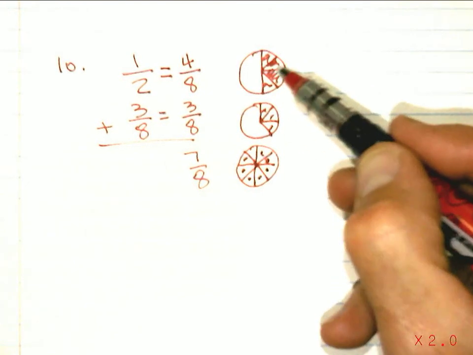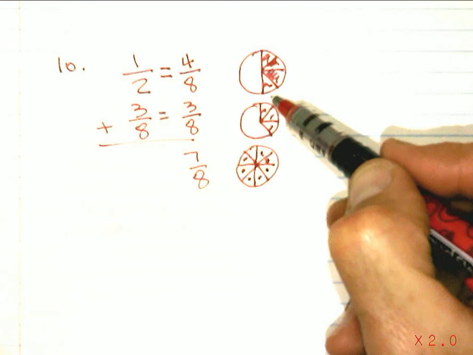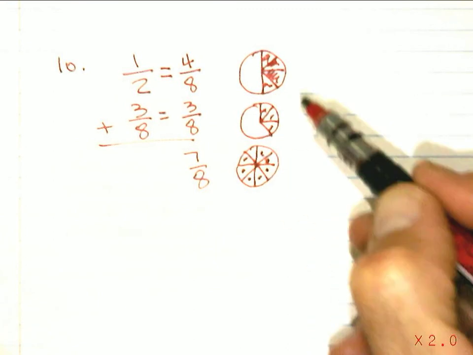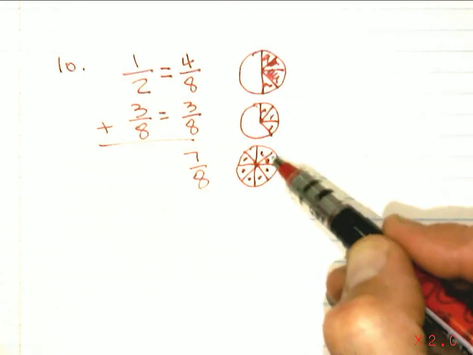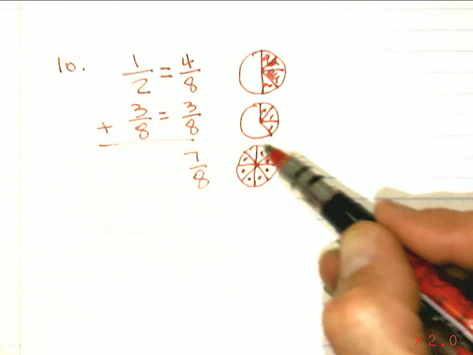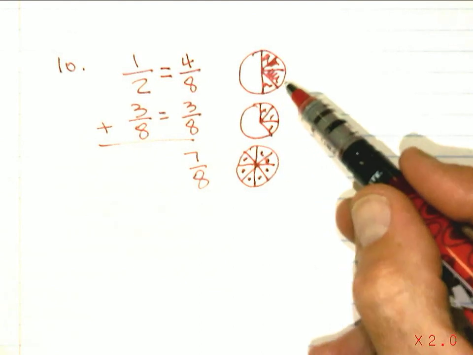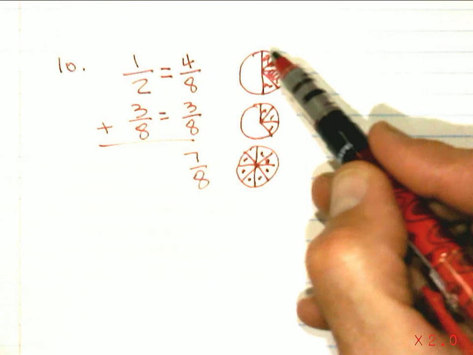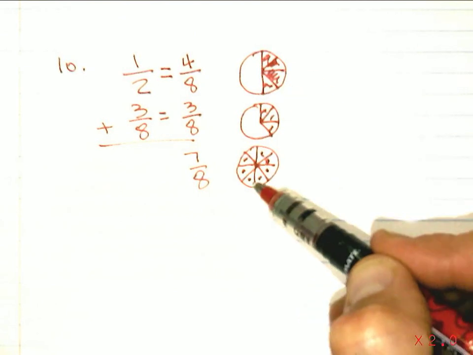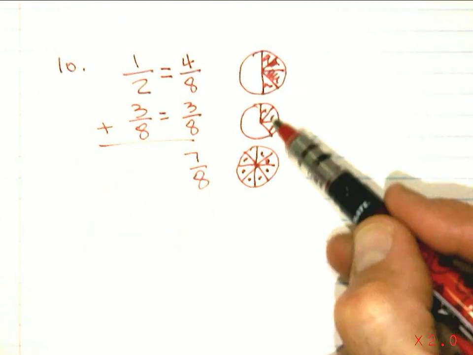Common denominator means that I can cut them up into the same size pieces and then add pieces together. So I had 4 pieces plus 3 more pieces gives me a total of 7 pieces out of 8. Without a common denominator, it's more difficult to see that. We see we have a half, and then we have 3/8 more. So we could see it that way as well.